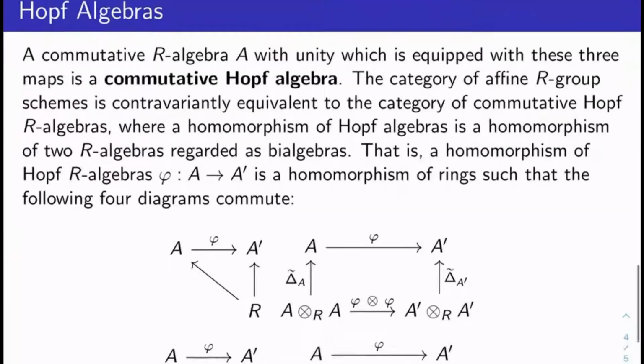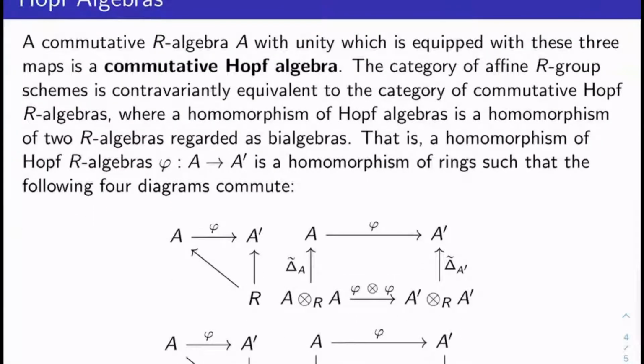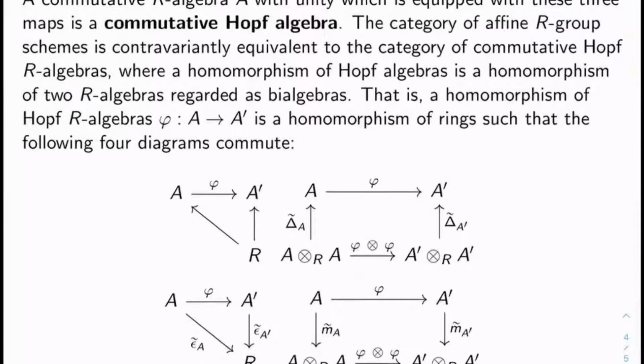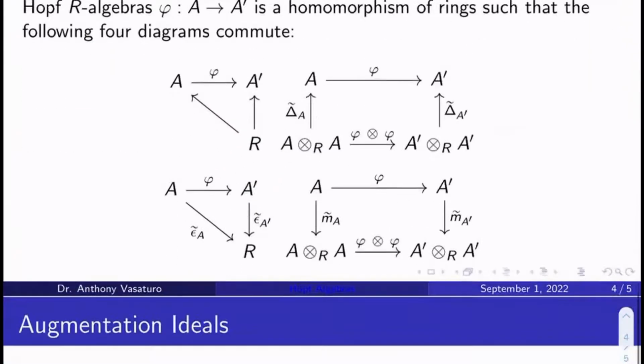Of course, I have to tell you in that category what the morphisms are. They're homomorphisms of Hopf algebras, which is unhelpful. What are those? Those are homomorphisms of R algebras regarded as bialgebras. What does that mean? A homomorphism of Hopf R algebras, finally, phi from A to A prime, let's say, is a homomorphism of rings such that the following four diagrams commute. Of course, you want the structure diagram to commute with the two R algebra maps. You also want the reverse of that diagram to commute because the reverse of these arrows is the epsilon tilde arrows. So you want that to commute.